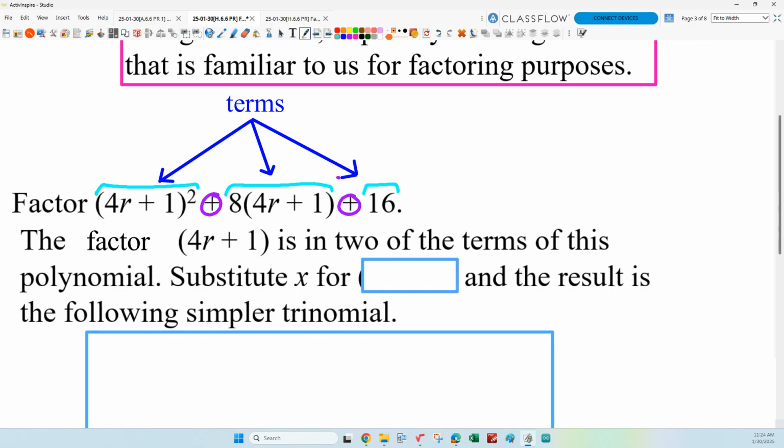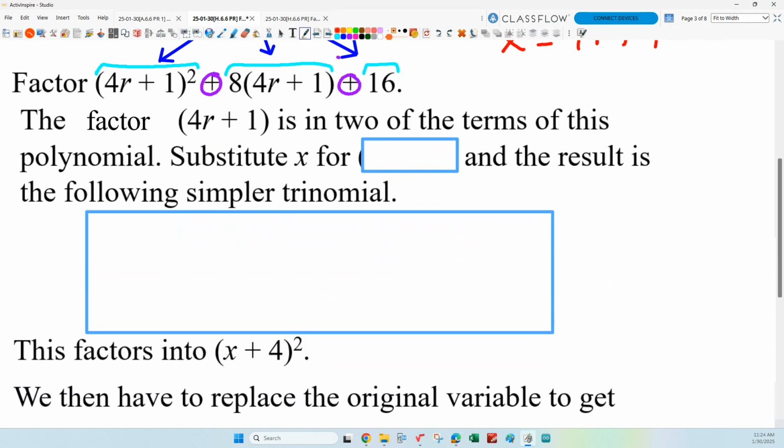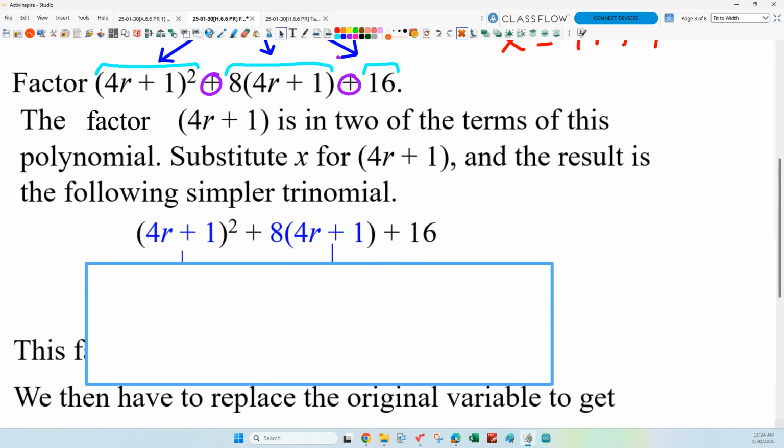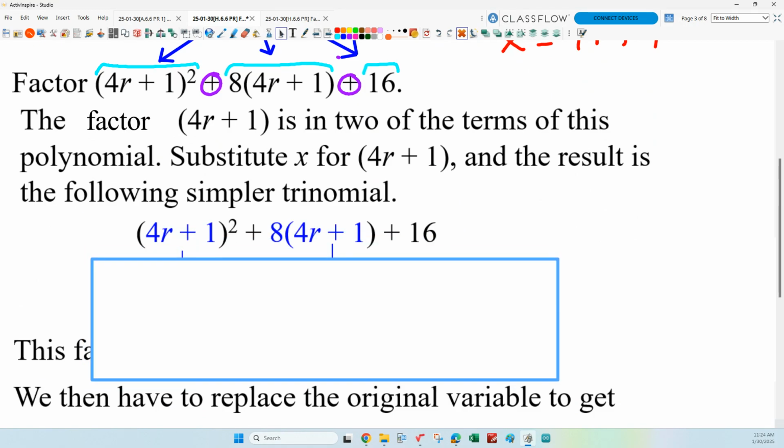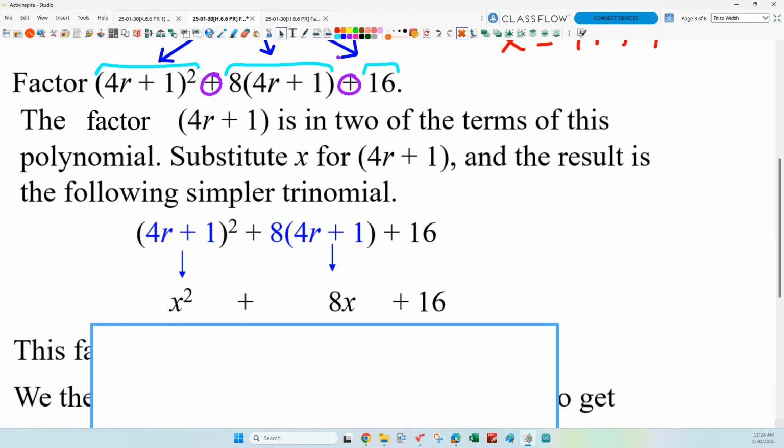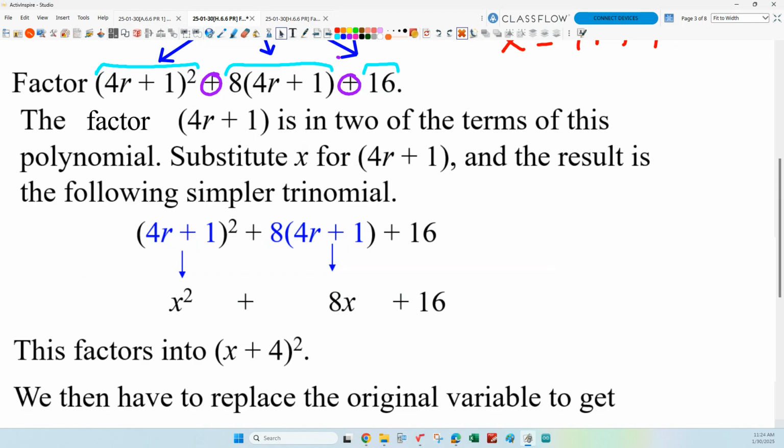Okay, so if we make that substitution, if we let x equal 4r plus 1, then what happens? Well, you can predict it makes things a lot easier, right? Then all those 4r plus 1s just get replaced by x's, and look how much simpler that expression gets. Pretty simple. Now all we've got to do is factor that.